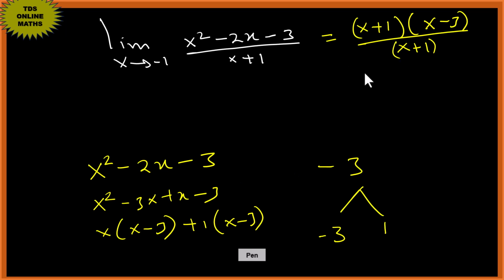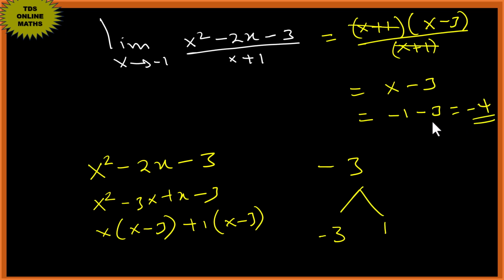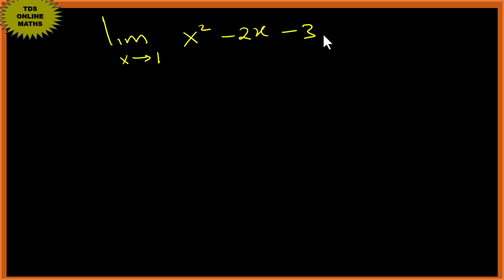Going forward, this one will cancel this, so I will be left with x minus 3. I can go ahead and plug in the limiting value here, which gives negative 1 minus 3, so the result is negative 4. So the result for this one is -4. As simple as that.